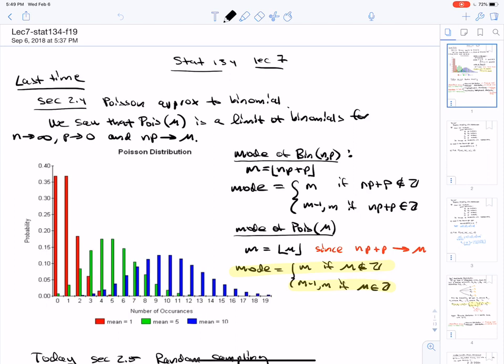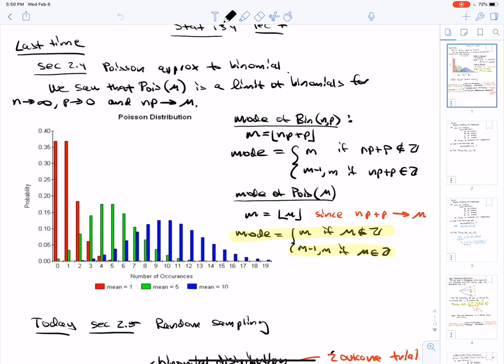Last time we discussed the Poisson approximation to binomial, and we saw that the Poisson mu is a limit of binomials for n goes to infinity, p goes to 0, and n times p goes to mu. So you can learn a lot about the Poisson from the fact that it's a limit of binomials. For example, you know that the mode of the binomial n, p is the floor of np plus p, and that the mode is either m if np plus p is not an integer, or m minus 1 and m if np plus p is an integer.